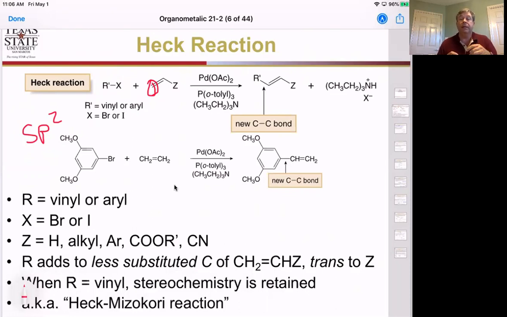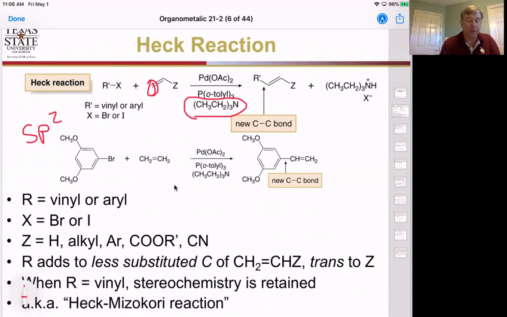Because we're taking a hydrogen off and a halide off, we have to include a base in the system. So we'll always see a base like triethylamine or pyridine used, because we're actually using the hydrogen as a metal, as if it were a group one metal. And we're using that in the transmetallation step to generate acid at the end of the reaction.